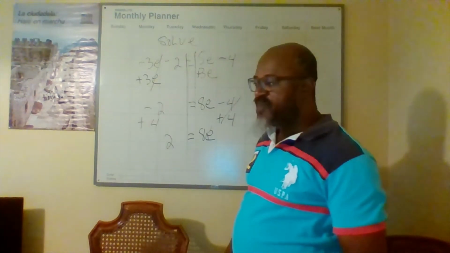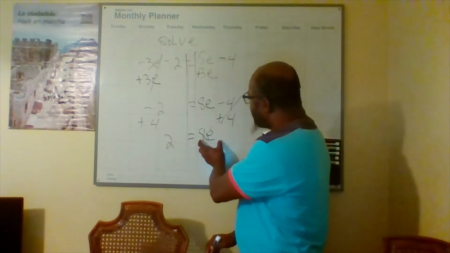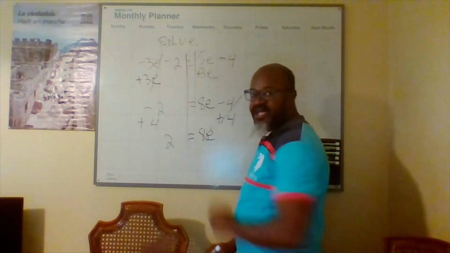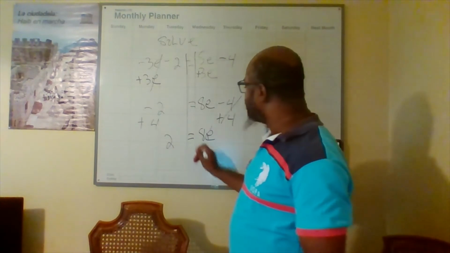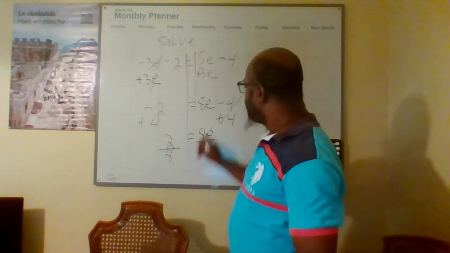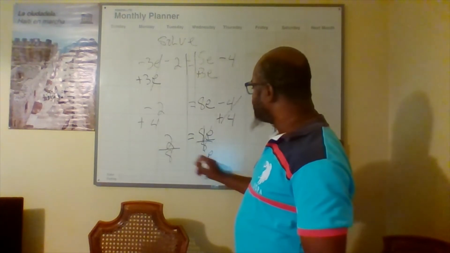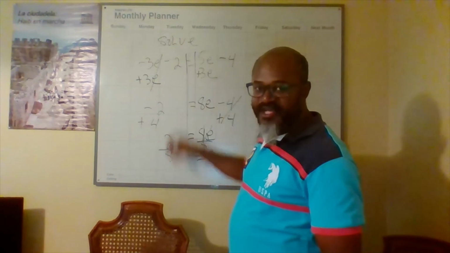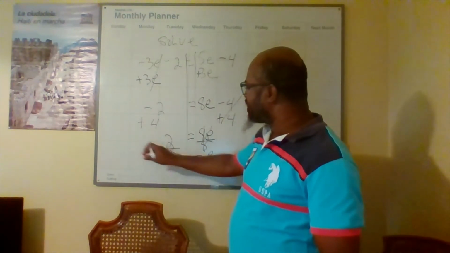Your goal is to get e by itself, so I have to do the inverse operation. I have 8e, which is multiplication, and the inverse of multiplication is division. So I will have to divide both sides by 8. In this case, it cancels. Now you will have e is equal to 2 over 8. This has to be simplified.